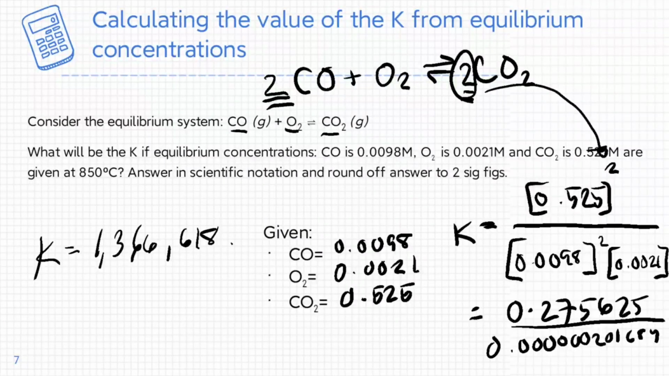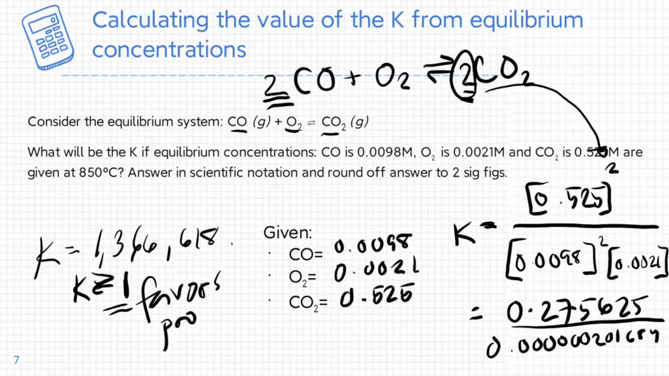Okay? So, again, as you can see, the computed value of the equilibrium constant is very, very far from 1. It is greater than 1, so the equilibrium constant is greater than 1, so it favors the products, so it lies to the right.